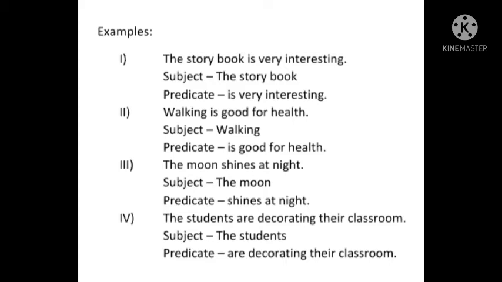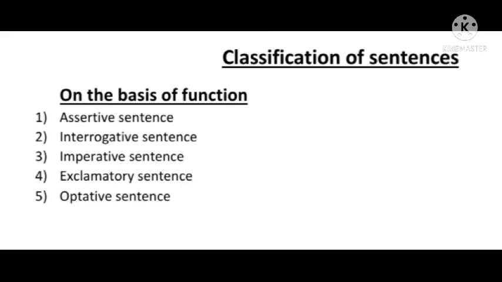In the same way, the students are decorating their classroom. Who are decorating their classroom? Who are the doer of this work? The students. So the subject is the students. And what is said about the students? Are decorating their classroom. So this part is the predicate. In this way, children, we can identify the subject and predicate of a sentence. Now let's see the classification of sentences.